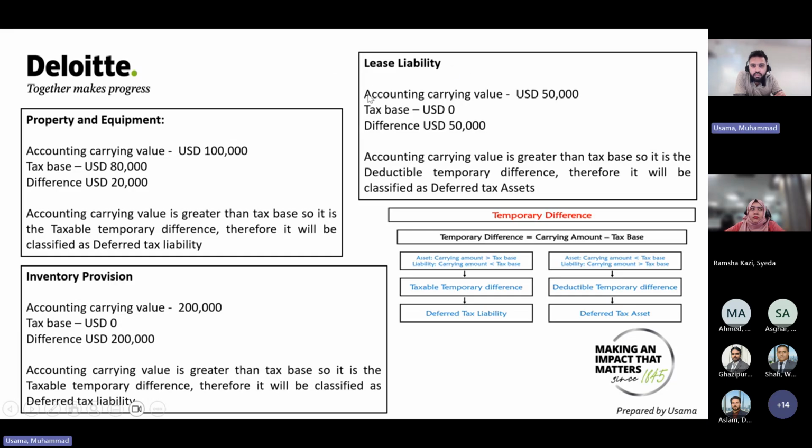You can see that the accounting carrying value is 50,000 because the tax authorities do not accept any kind of lease treatment. Therefore, the tax base value would be 0, and we have a difference of 50,000. We will compute the deferred tax on this 50,000 by applying the applicable rate. The accounting carrying value is greater than the tax base, so it is a deductible temporary difference. Therefore, it would be classified as a deferred tax asset.